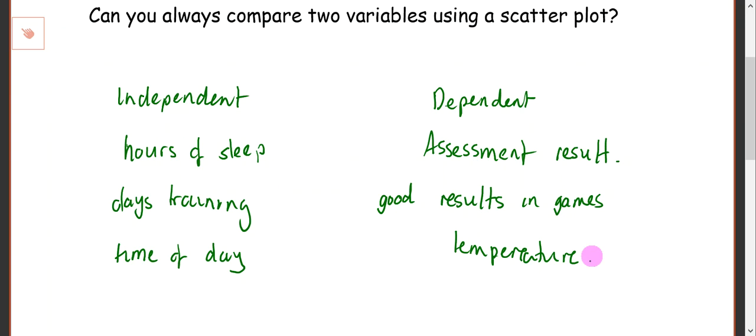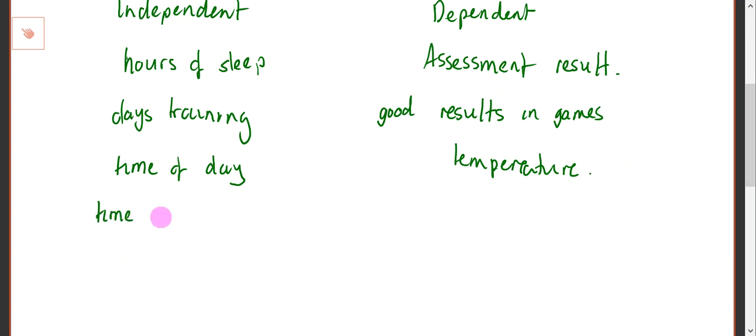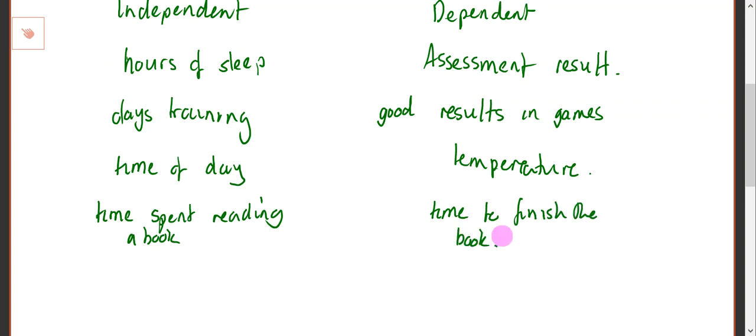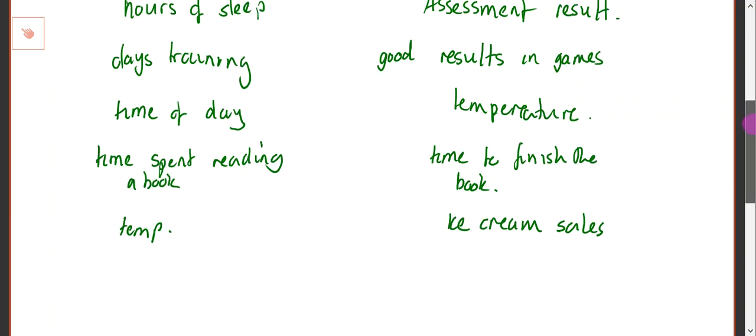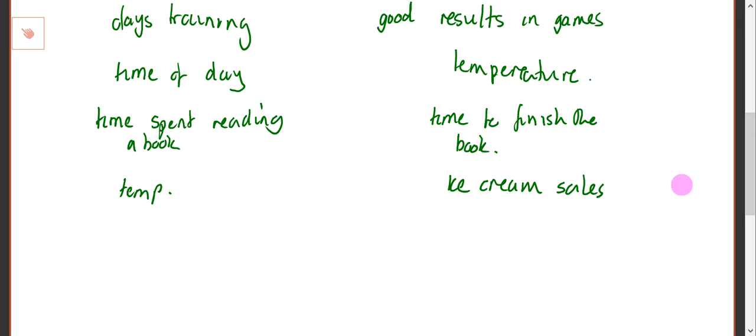Yep. So, time spent reading a book, and then should we say time to finish the book, when you finish the book. Any others? Anything different? I mean, we've got the normal ones, which is temperature with ice cream sales. That was in your textbook, right? Anything else?